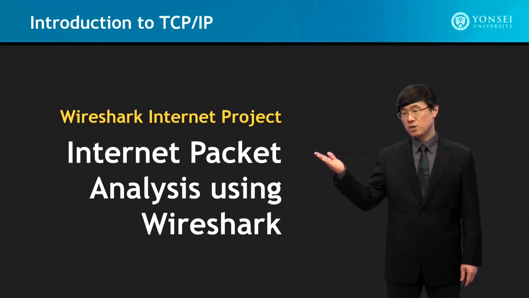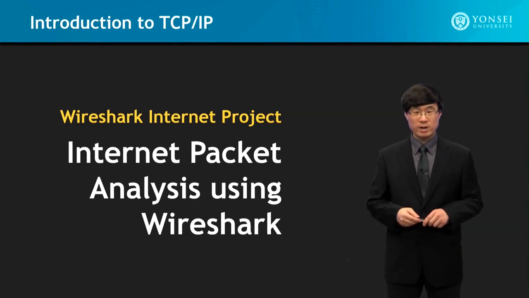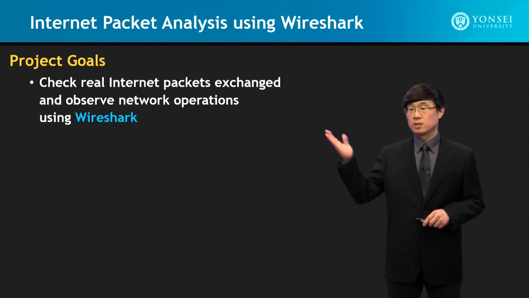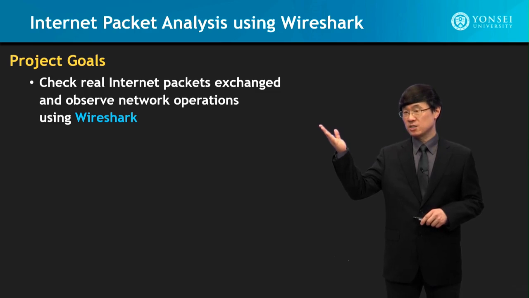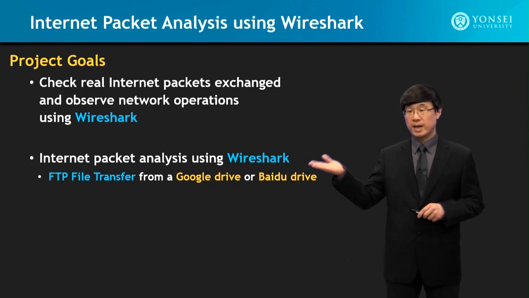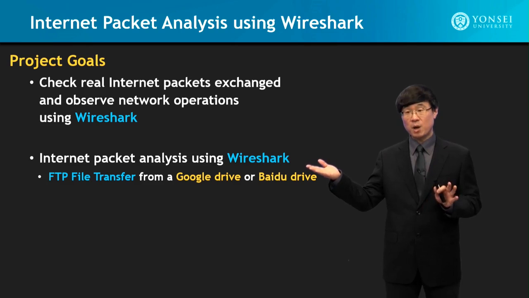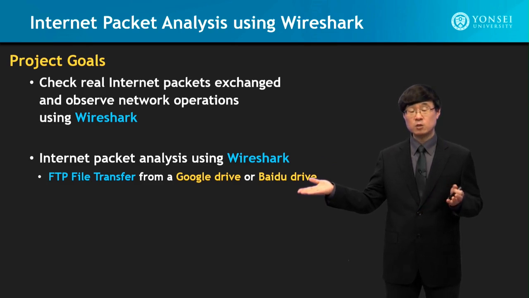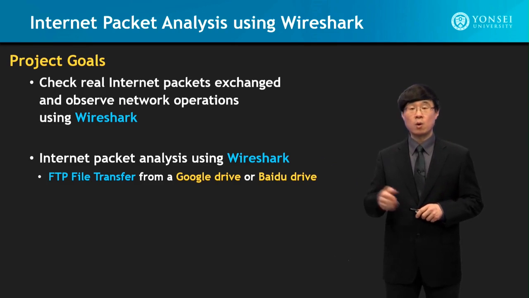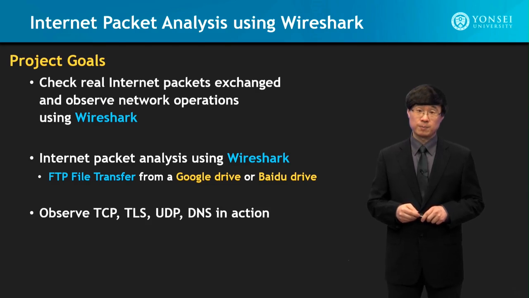Now let's look into internet packet analysis using Wireshark. The project goals are to check real internet packets exchanged and observe network operations using Wireshark. Then, internet packet analysis using Wireshark will be conducted based upon an FTP, a file transfer protocol, file transfer from a Google Drive or a Baidu Drive.